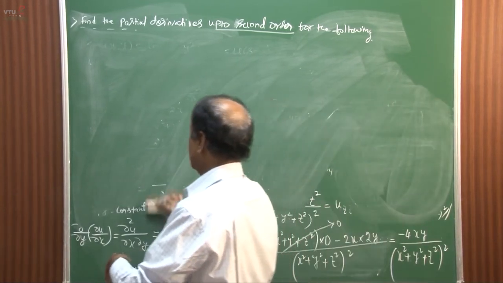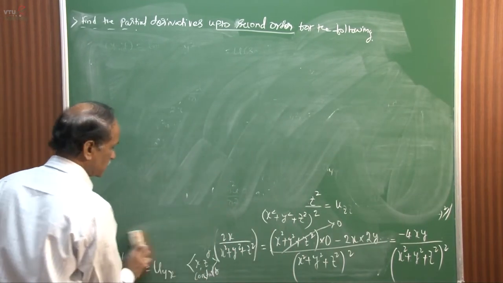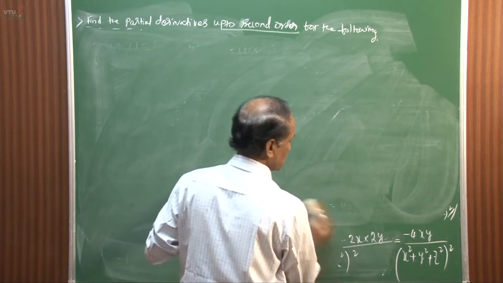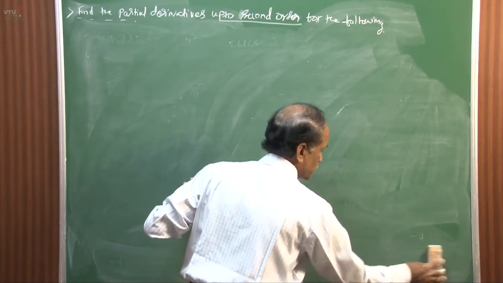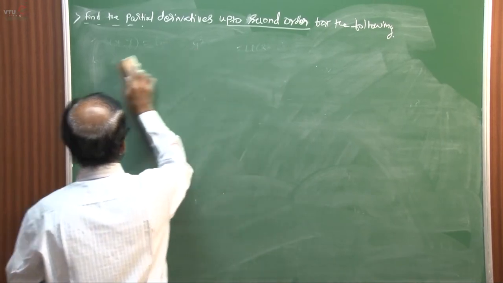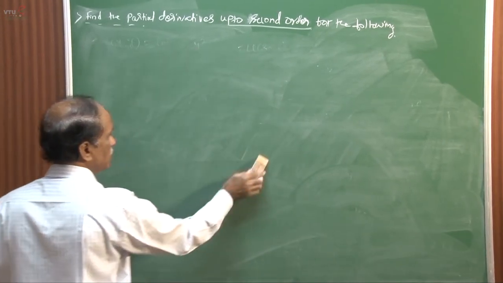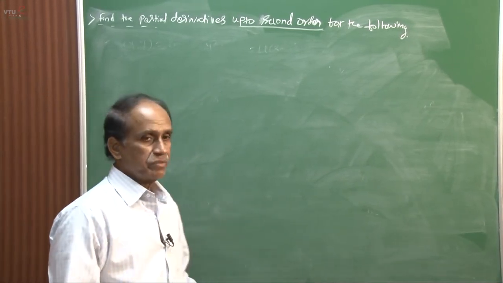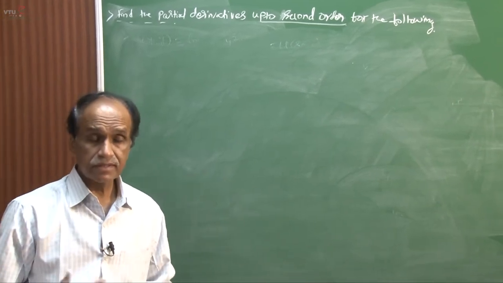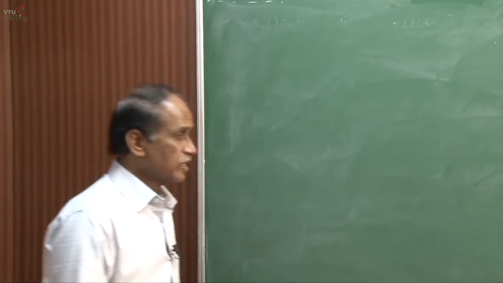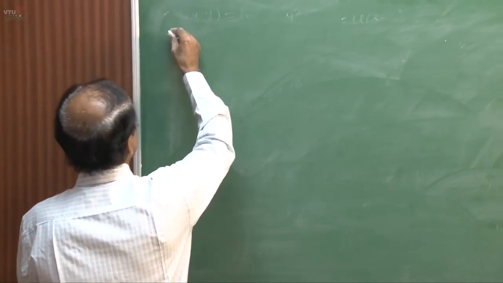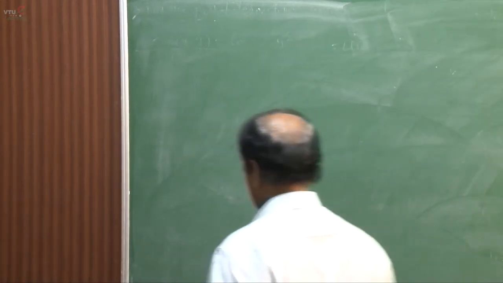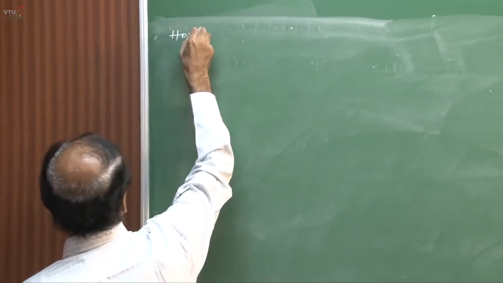Here, rather than going for more examples, I shall go to the next discussion, that is called homogeneous function and Euler's theorem. That is the most important part of partial differentiation. You have to study what is the meaning of homogeneous function and what is the meaning of Euler's theorem, and how this Euler's theorem can be applied to find the value of the summation of first order partial derivatives successively multiplied by x and multiplied by y. Okay, the next discussion is homogeneous function.